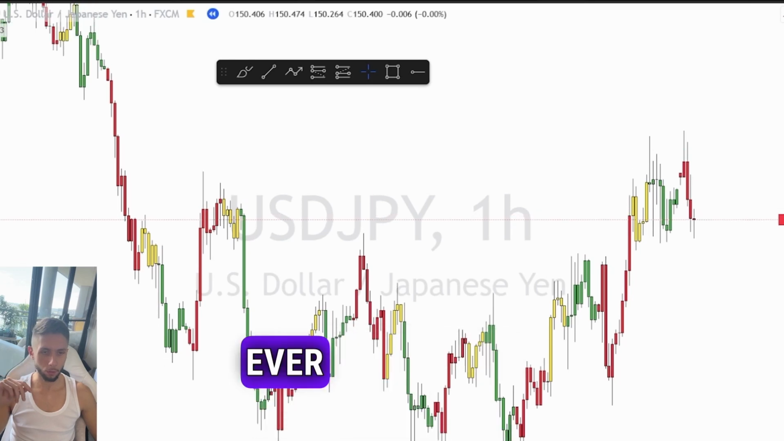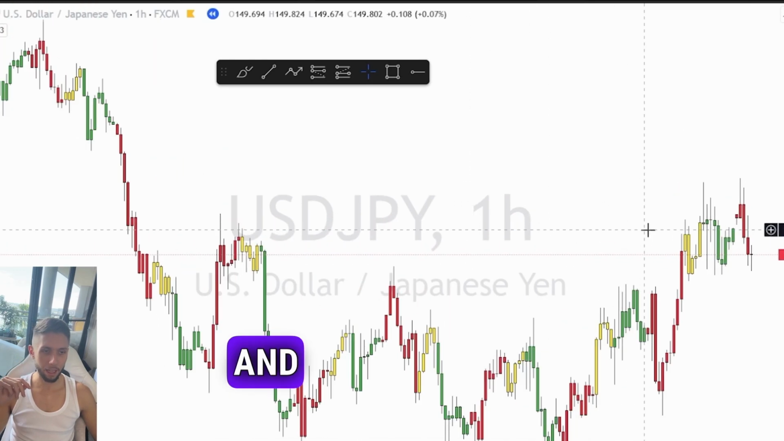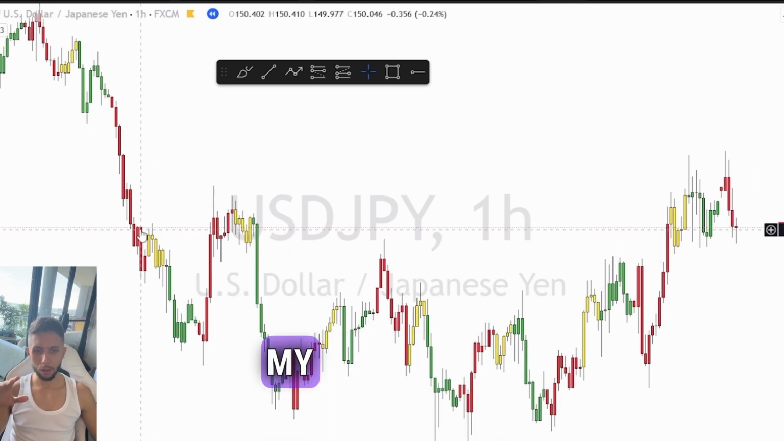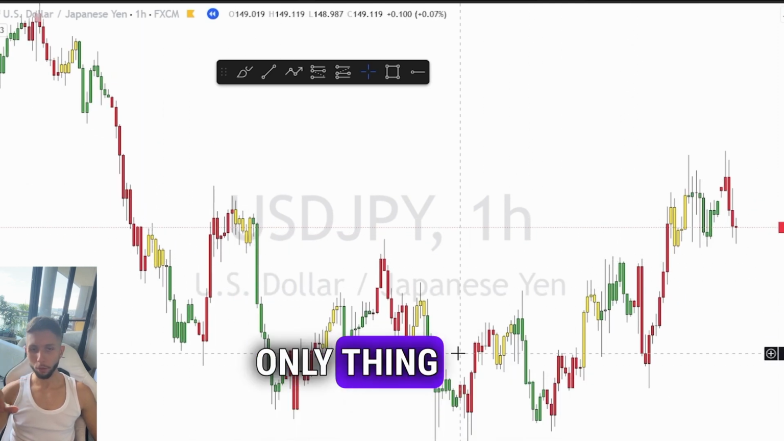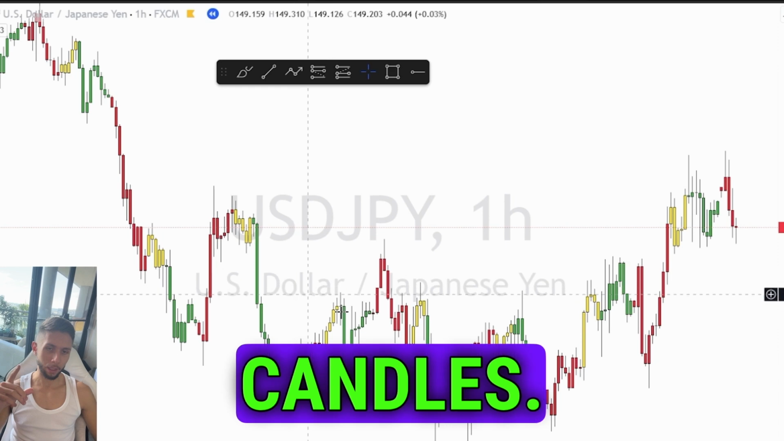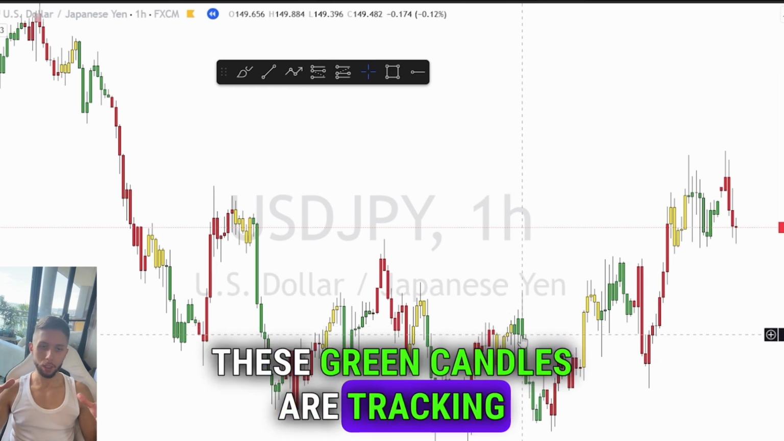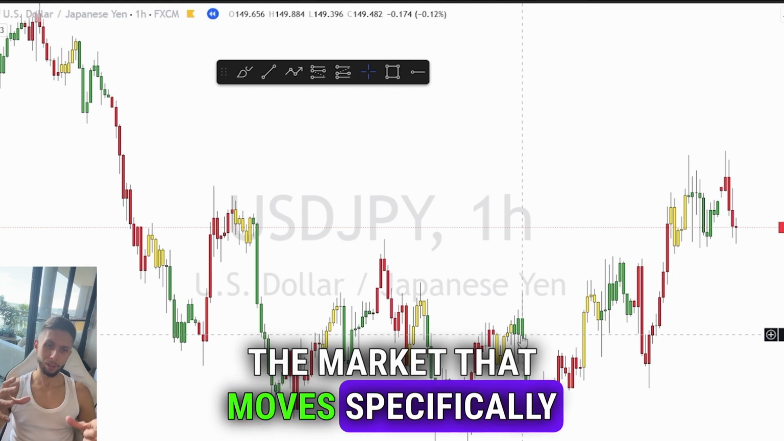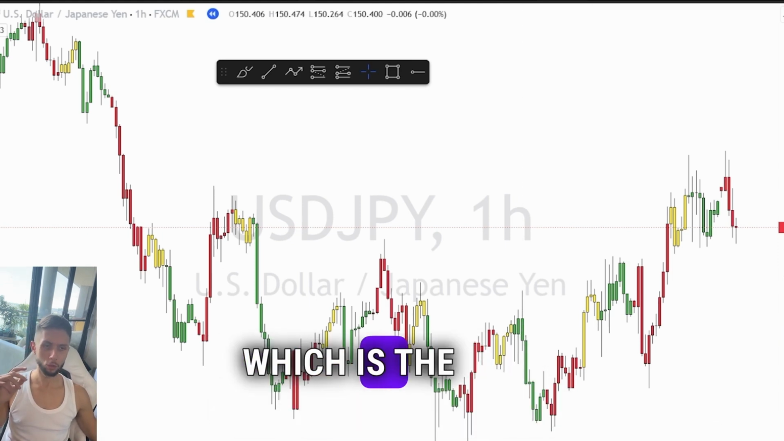This is unlike anything you've ever seen before in terms of accuracy and how easy this will make trading for you. Essentially, you can see that my charts are colored in a different way. The only thing that matters in here are these green candles. These green candles are tracking essentially a specific group of whales in the market that moves specifically the USD pairs, which is the only thing that we trade.